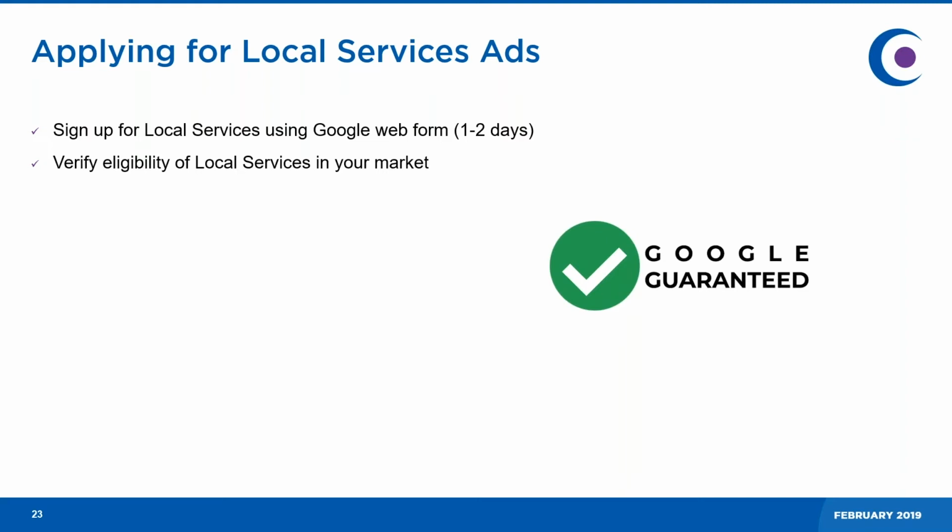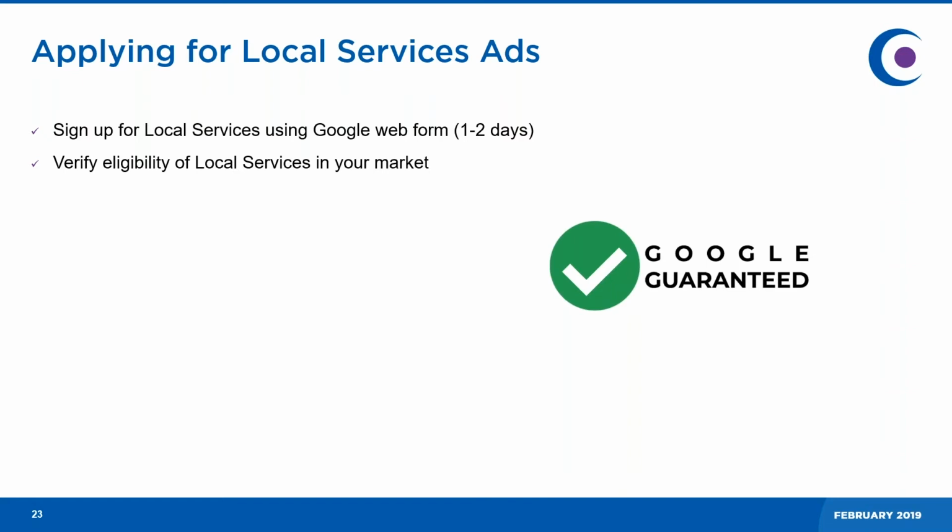And one of the easiest ways to see if it is available is to simply do a Google search for one of the services that you have. And pick one of your more popular searches, something like furnace repair, air conditioning installation, heating and air conditioning, something along those lines. And that'll give you a good sense. If you see those local services ads on your own search result, chances are it's live in your market. But if not, Google will let you know about that through that web form. They're going to verify that eligibility there.